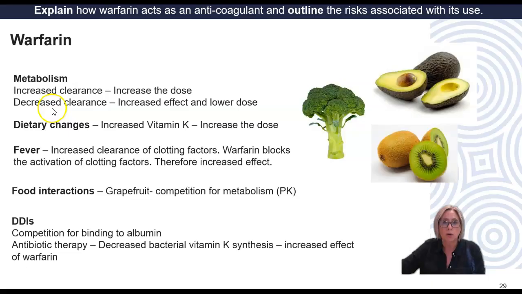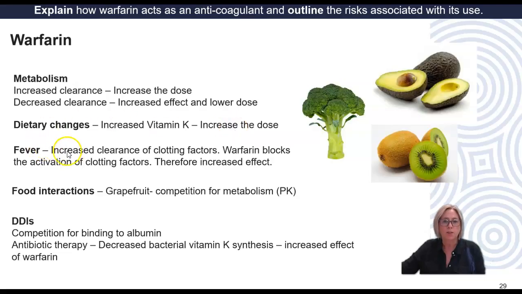Dietary changes can also impact on the efficacy of warfarin. Increased vitamin K intake, such as I've just given a few examples here, but you could have spinach and kale and blueberries and lots of other things, but broccoli, avocados, kiwi fruit. By eating a lot of these, you're increasing your vitamin K intake, and therefore you would need to increase the dose of the warfarin to have the therapeutic effect.